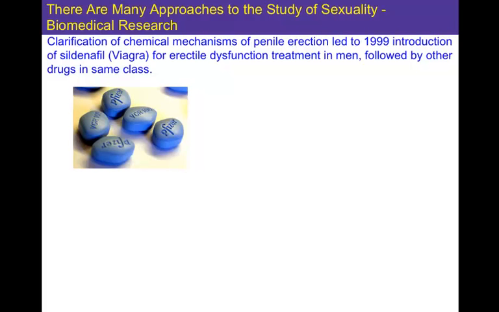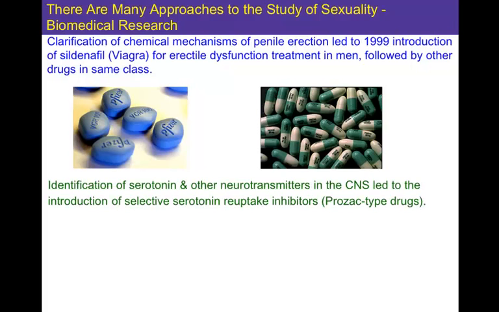Now here's a picture of Viagra, and in addition, serotonin and other neurotransmitters were identified in the central nervous system that led to the introduction of selective serotonin reuptake inhibitors. These are the Prozac-like drugs. And they are used for the treatment of compulsive sexual desires and behaviors, things like exhibitionism and voyeurism. Those drugs may also impair the sexual performance of people who take them for depression.